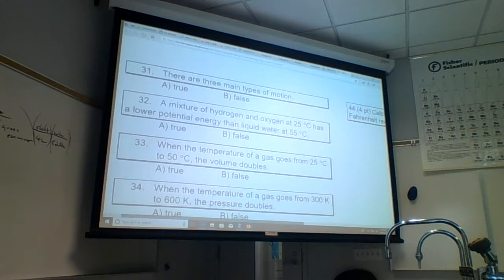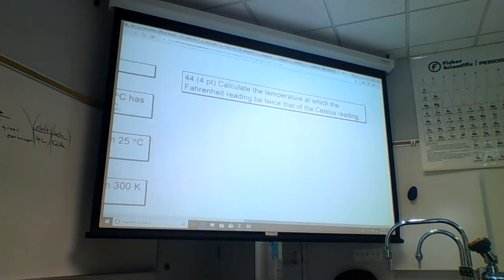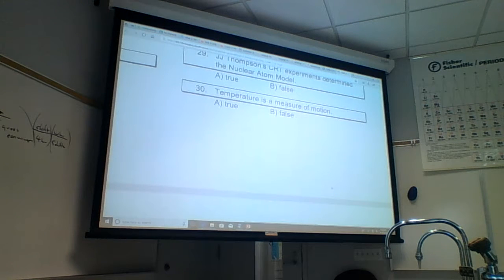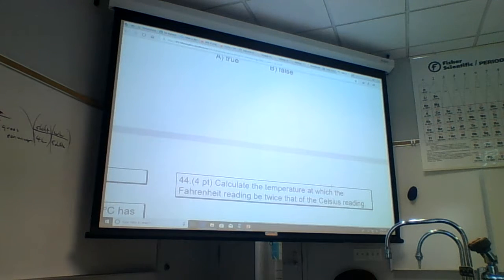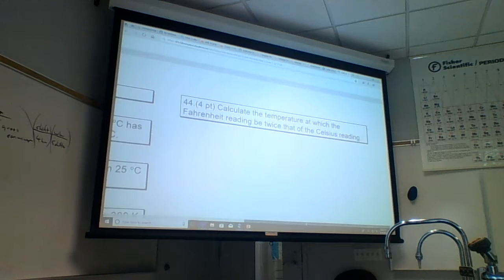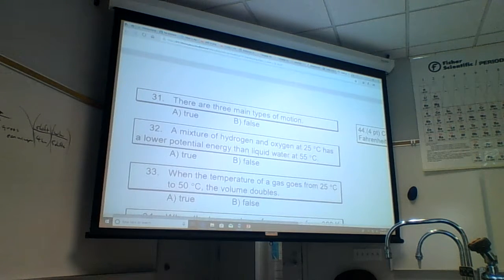Did you get false? What happens at 0 Kelvin? Things stop moving. Can you have negative Kelvin? There's no such thing. Asking for negative Kelvin is like asking for a negative $20 bill. Does it exist? True.